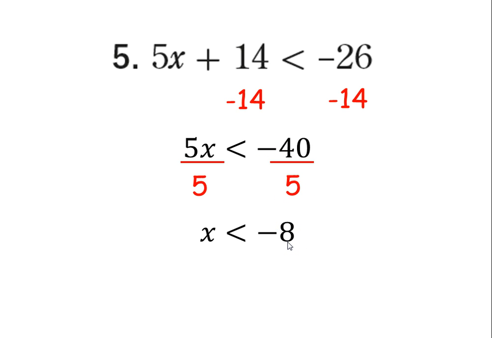So the solution to this inequality is x is less than negative 8. X can be any number that's less than negative 8. And if you pick any number that's less than negative 8, and plug it into this inequality that we started with, this sentence will be true. It will make sense. We'll get a statement that is true. This number will be indeed less than negative 26.